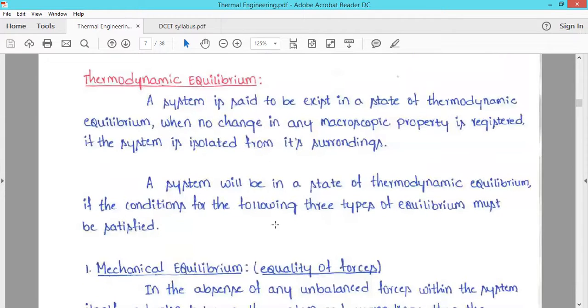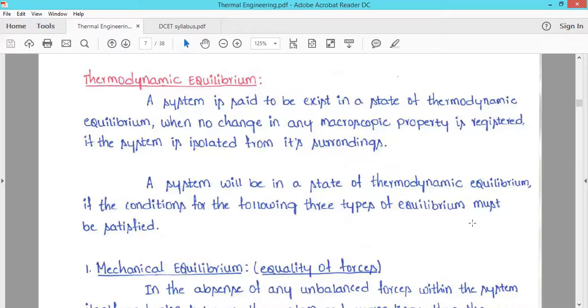Okay. Let us discuss thermodynamic equilibrium. A system is said to be in a state of thermodynamic equilibrium when there is no change in any of the macroscopic properties registered if the system is isolated from its surroundings. We need to understand this sentence.